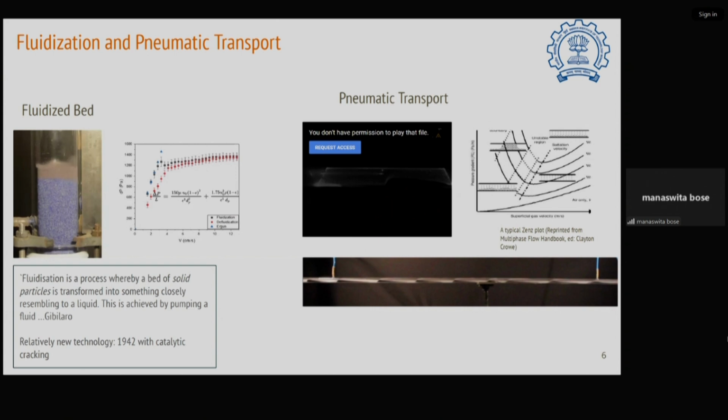But in a fluidized bed, within the bed or in the dune regime, where the solid volume fraction is very high, it is not optically transparent. We can't do any optical measurement. So in those regimes, there are other methods.